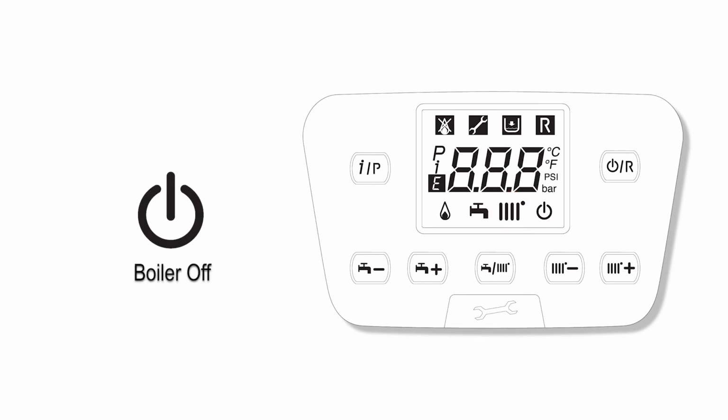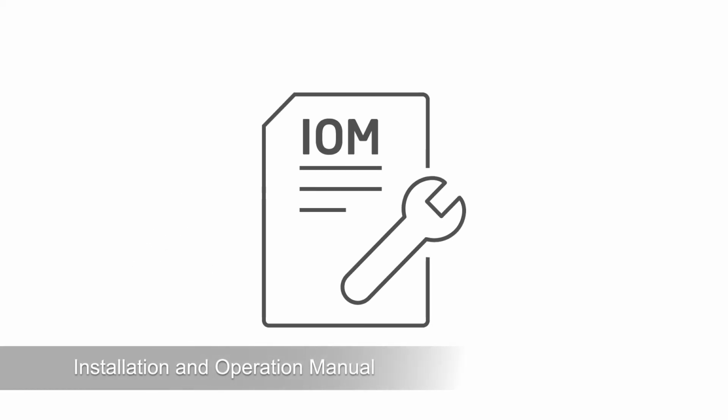The last icon is the power indicator. If the boiler is off, only this icon will be displayed in the lower right corner of the screen. If you have any other questions, please refer to your installation and operation manual that comes in the box.